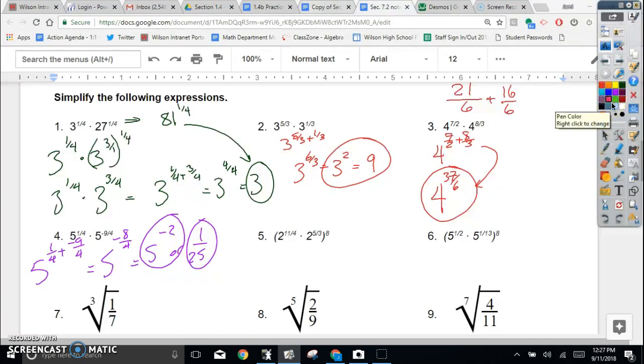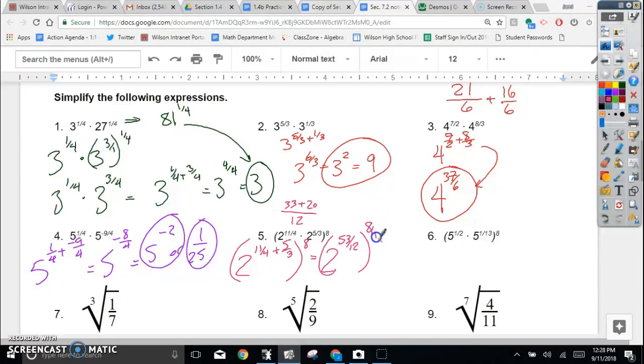Moving right along. Again, I'm going to do what's inside here first. I'm going to have 2 to the 11/4 plus 5/3, and then I'm going to raise that to the 8. Okay, so when I get a common denominator, that would be 12. So 3 times 11 is 33. 4 times 5 is 20. So this would give me 53/12 raised to the 8.